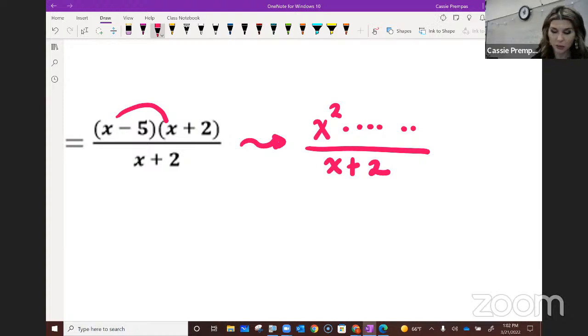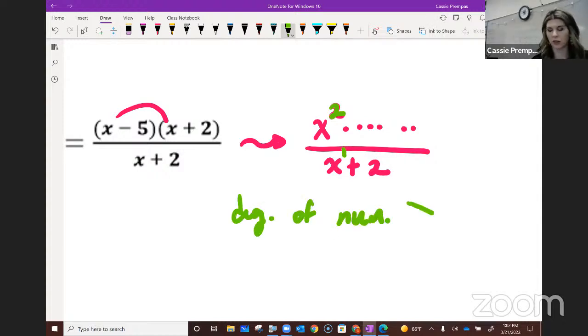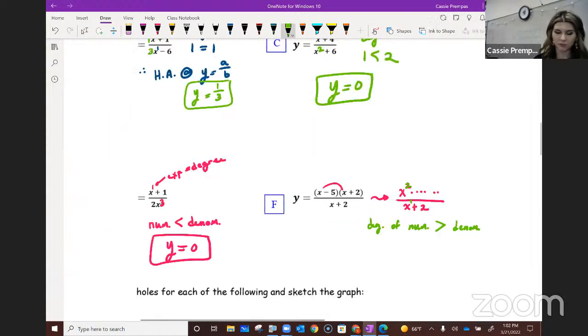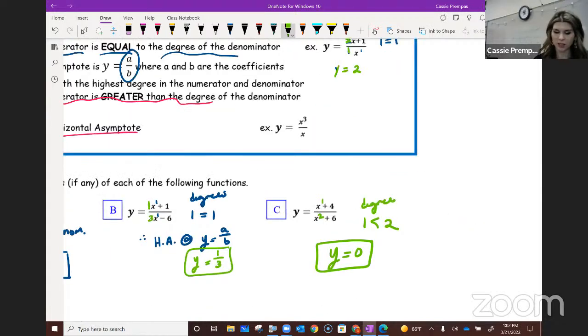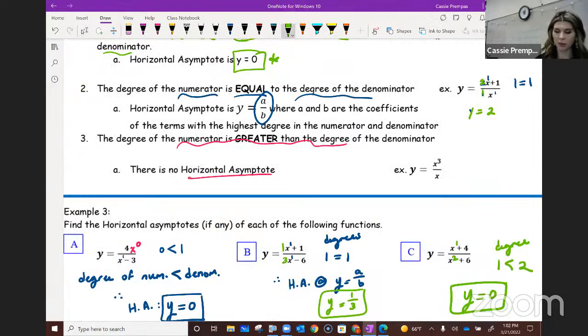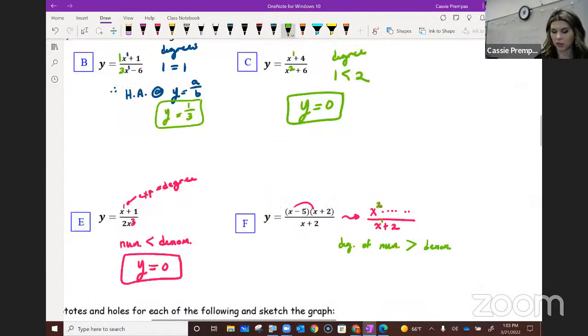The degree of the numerator is what? Hold up a finger or multiple. What is the degree of the numerator? 2, awesome. The degree of the denominator is 1. Since the degree of the numerator is greater than the denominator, this is the only case we haven't looked at yet in all 6 examples. This would be case number 3, which my OneNote always takes a while to show. If the numerator is greater than the denominator, then none, no horizontal asymptote. So there would be none here.